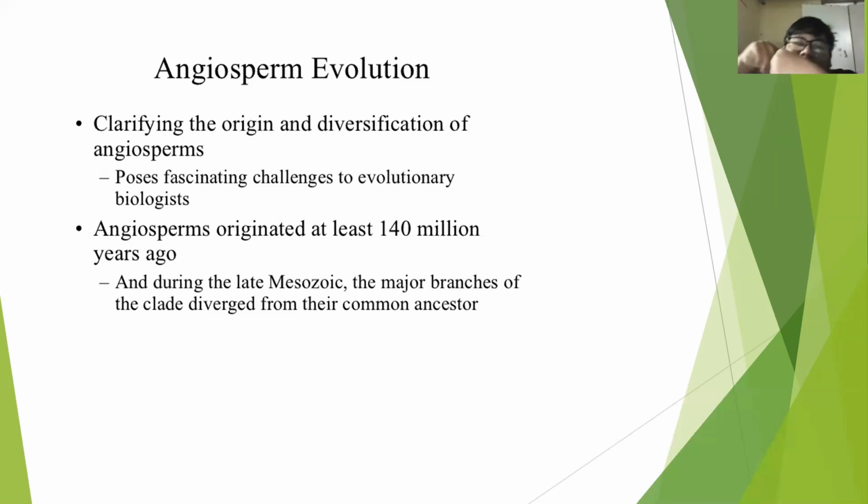Angiosperm evolution. The origin and diversification of angiosperms pose fascinating challenges to evolutionary biologists. Angiosperms originated at least 140 million years ago, and during the late Mesozoic, the major branches of the clade diverged from their common ancestor. For example, until recently, the earliest known angiosperm fossil was Archaefructus liaoningensis, dating to 134 million years ago, in the Jurassic. Archaefructus is a stunning fossil with fruit and flower, giving a glimpse into what some of the early flowering plants may have looked like. Unlike the soft parts of plants, pollen does preserve well, has characteristic markings, and can be used to date the appearance of a seed plant in an area.